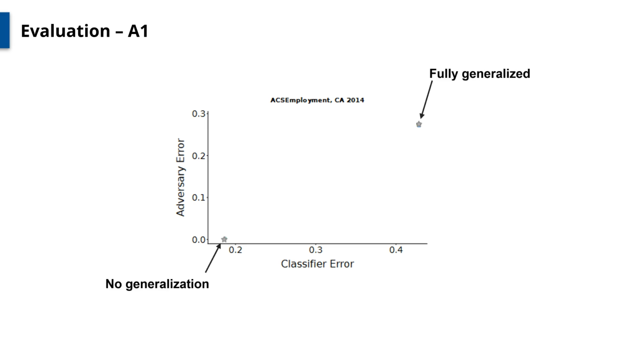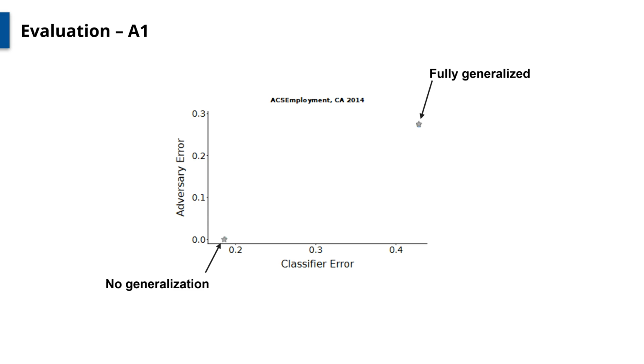On the top right-hand side, we can see fully generalized, which assumes that there is no useful data ever collected, which means that all collected data is the same. This means both the adversary and the utility inference model simply predict their statistical majority classes.